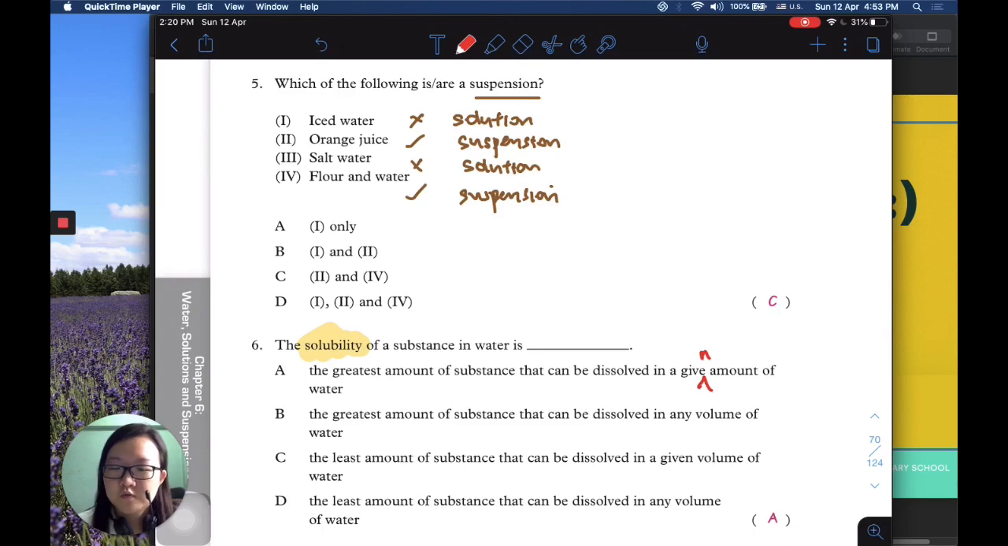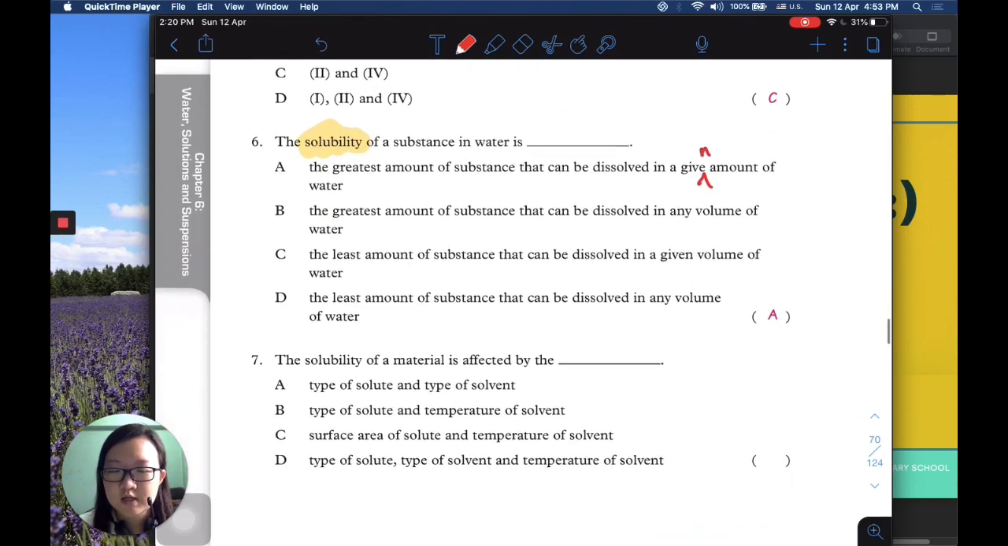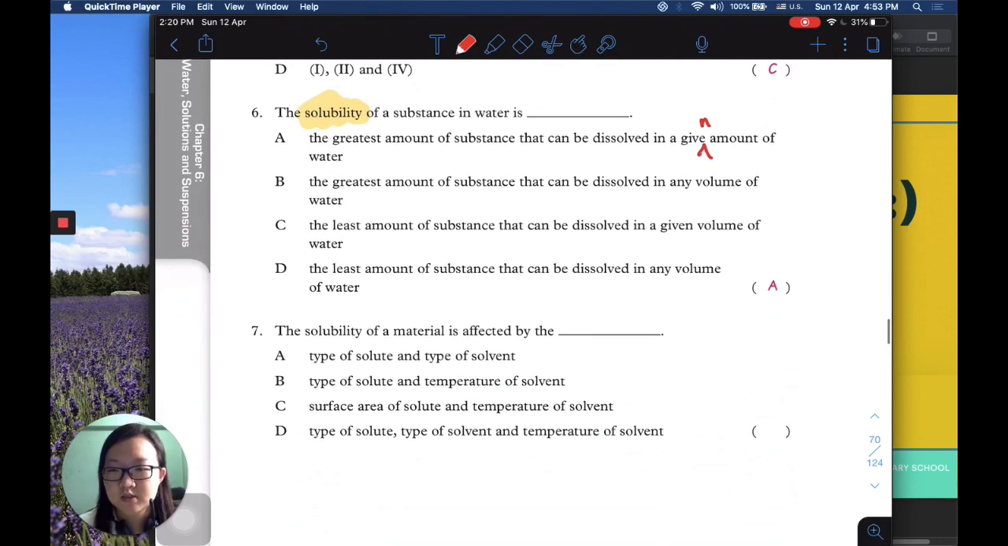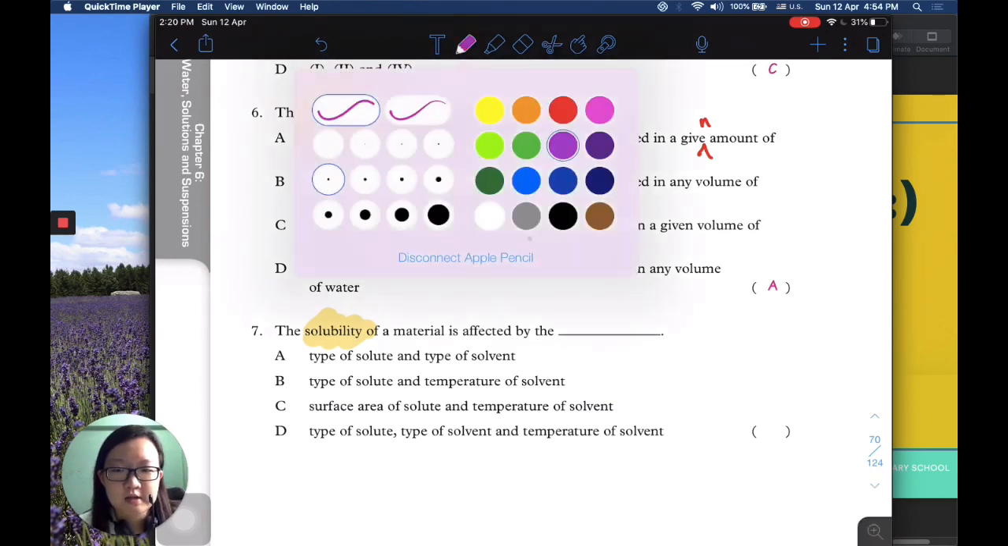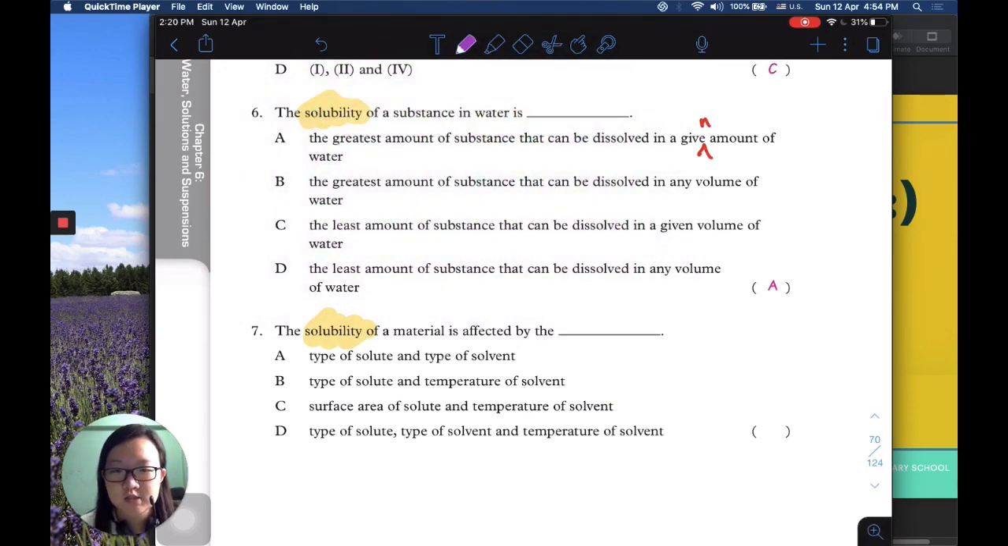If we were to move on to question 7, you will notice that you are also tested on the concept of solubility. So the solubility of a material is affected by 3 factors, right? As we have learned during class. So solubility, as I have given you an easy way to remember this big word, is basically how much of a solute can you dissolve in a solvent.